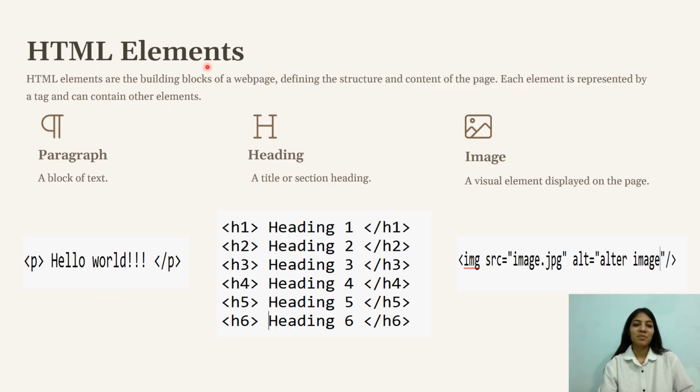Now HTML elements. This one is used for writing a paragraph, and it is also an HTML element. Then these are headings, which are also HTML elements. We have six heading tags in HTML, and the largest one is H1, then H2, H3, and the size keeps decreasing. And image, this. Everything written inside a tag is basically an element.